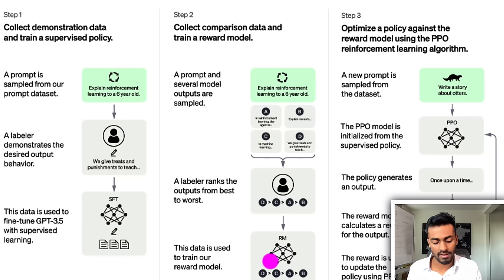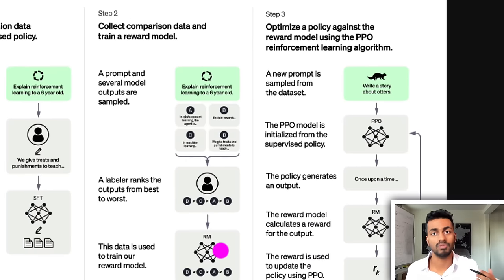And because this is a model, it is a function which takes some input and generates some output. The input to this model is going to be an initial prompt as well as one of the responses. And the output is going to be the reward that quantifies how good this response was.